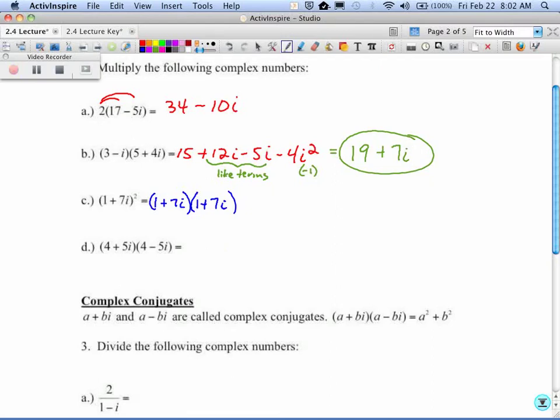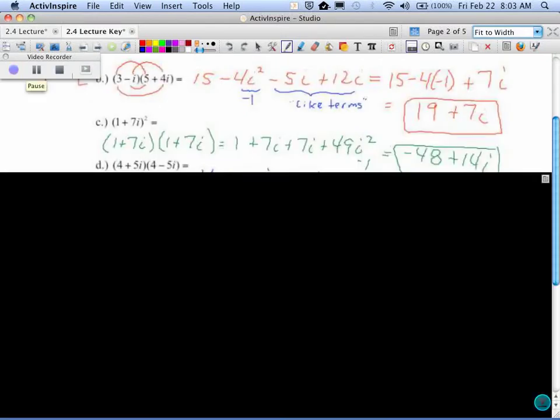Okay, so here's what it's going to look like. I had you write down 1 plus 7i, 1 plus 7i. You get 1, 7i, 7i, and 49i squared. Don't forget to make the i squared -1, so you end up with 49 times -1, which is -49, plus the 1 out front, so we end up with -48, and then the 7i plus 7i is my 14i over there. Question?